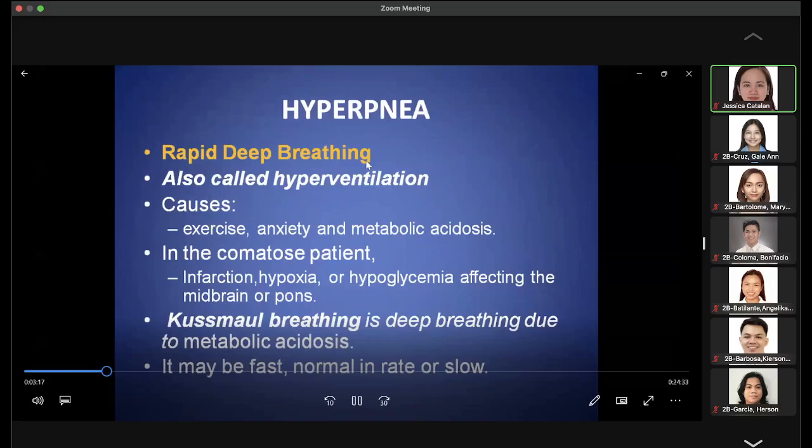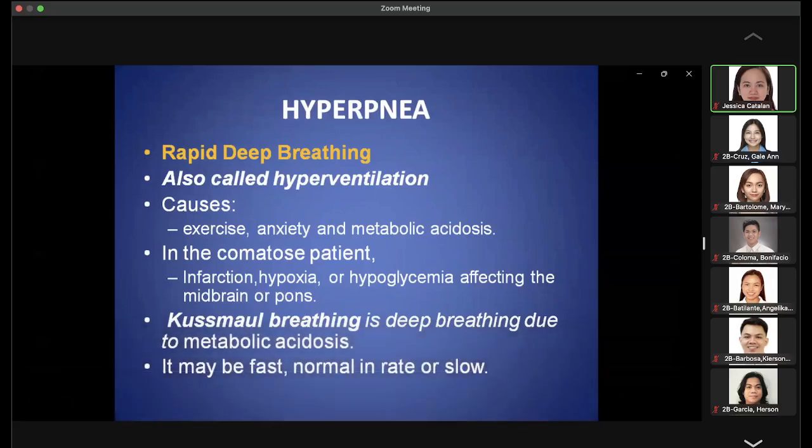How about hyperpnea? So it is defined as a rapid and deep breathing, so also called hyperventilation. So the most common causes of hyperpnea are exercise, so that's physiologic, pathologic or anxiety, and metabolic acidosis. In the comatose patient, where there is infarction, hypoxia, or hypoglycemia affecting the midbrain or pons, this may demonstrate hyperpnea. All right. Because small breathing is deep breathing that is due to a metabolic acidosis. It may be fast, normal rate, or slow.